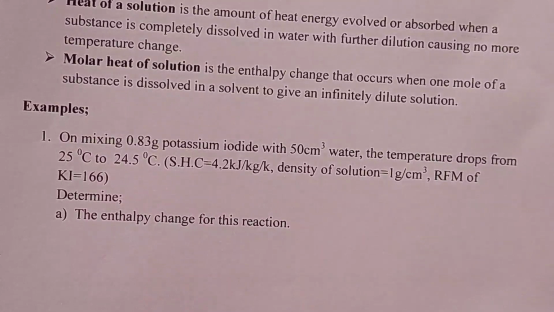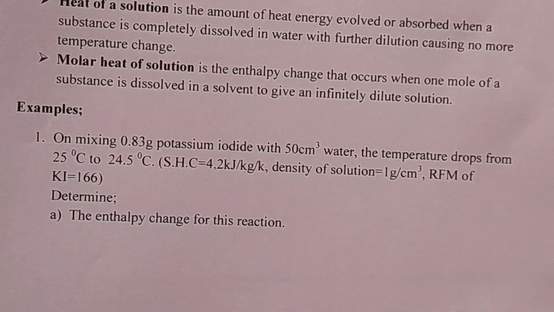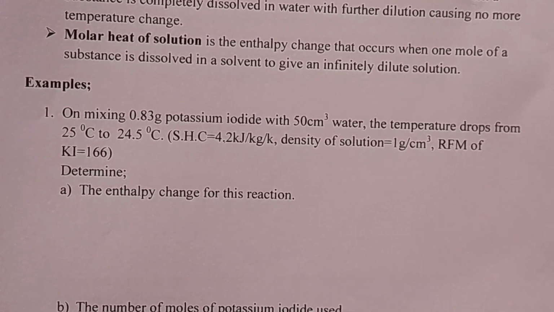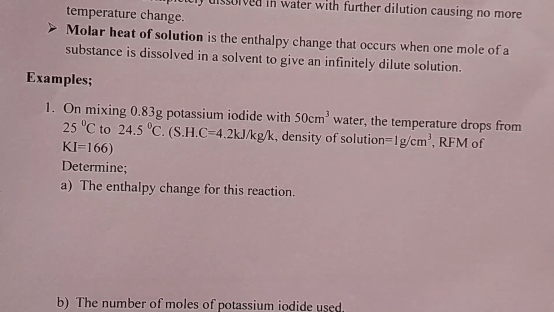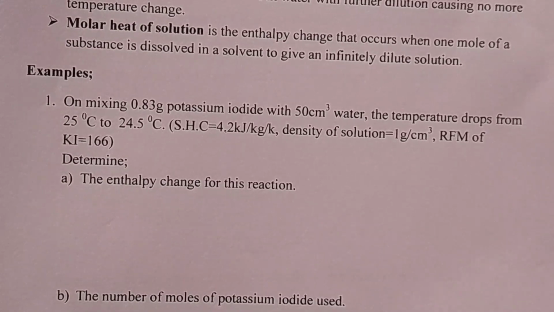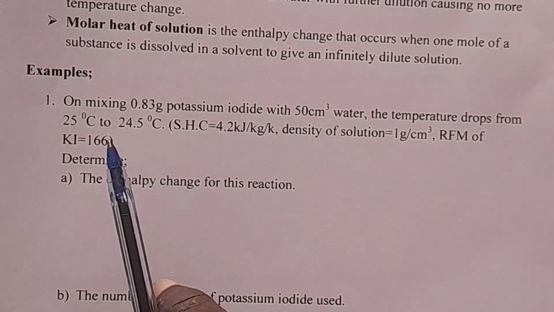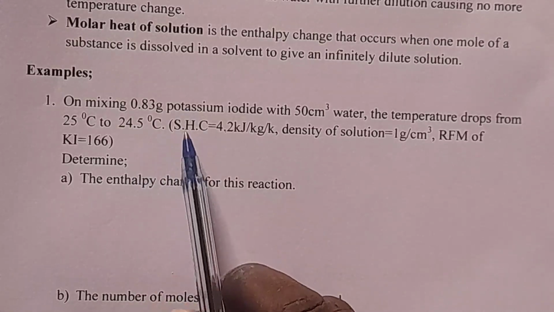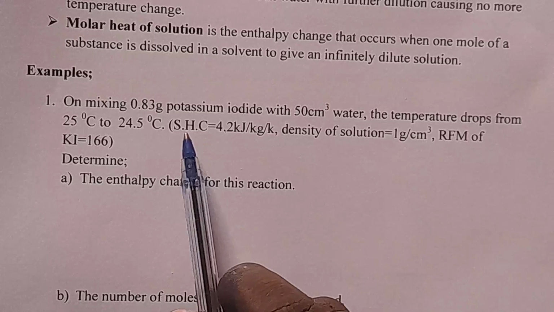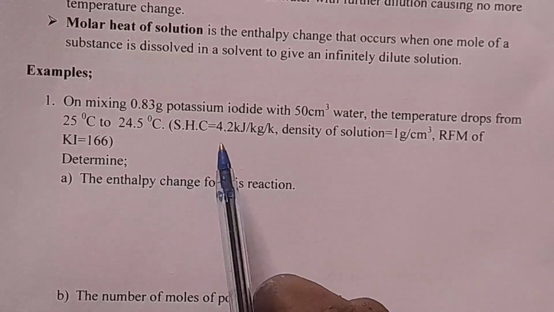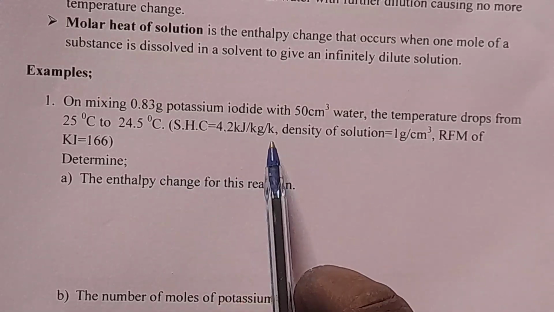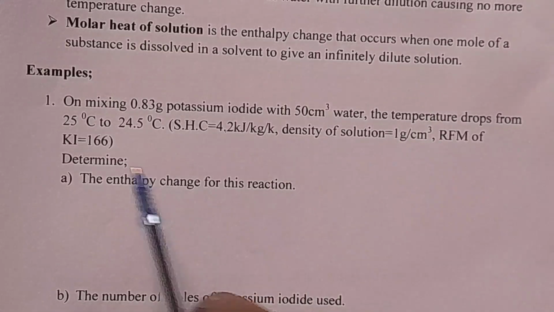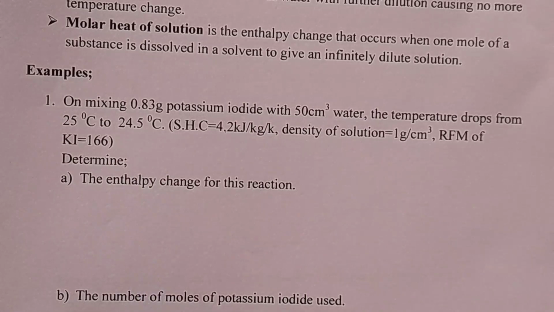Okay, number 1, we are told on mixing 0.83 grams of potassium iodide with 50 centimeter cube of water, the temperature drops from 25 degrees Celsius to 24.5 degrees Celsius. For this, in brackets, we have been given a specific heat capacity, which can be written SHC, to be equal to 4.2 kilojoules per kg per Kelvin. The density of the solution is 1 gram per centimeter cube. Then we are told RFM of potassium iodide, KI, is 166.